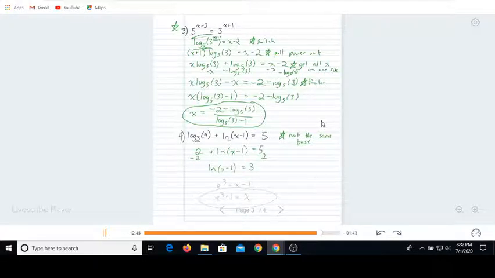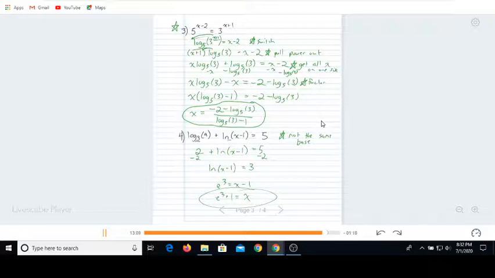And we're ready to switch it. So e raised to the 3 equals x minus 1. Just add 1 to both sides. And there's our exact solution. So number 4 could be one of those problems that's absolute nightmare fuel if you try to change the base. Or you can do it in just a few seconds if you catch on to the fact that log base 3 of 9 can be simplified down to just 2.